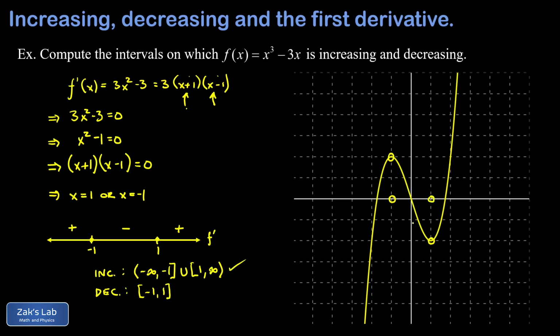And then in between -1 and 1, I can see my function is decreasing. It's going down as I go to the right.